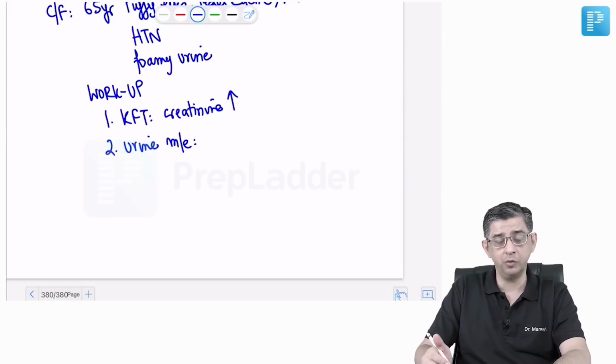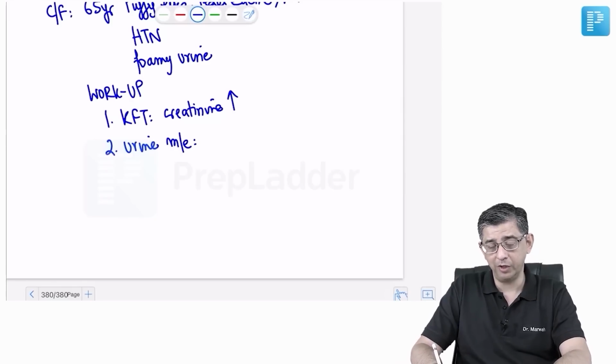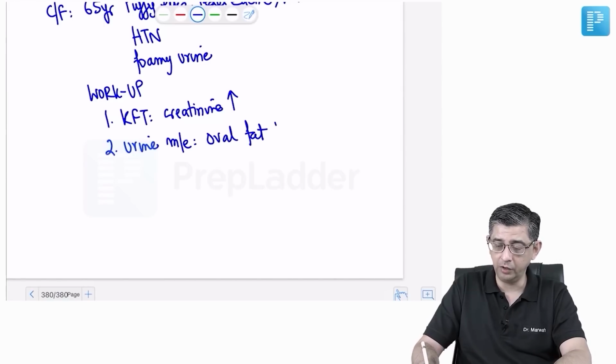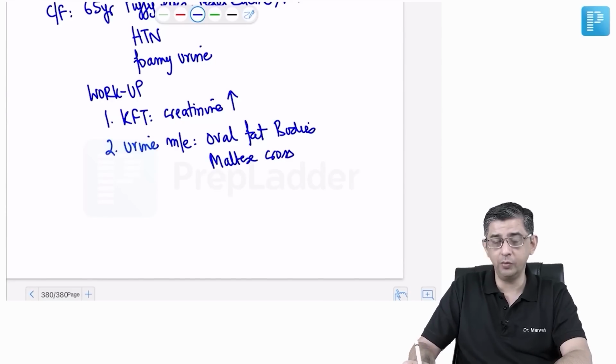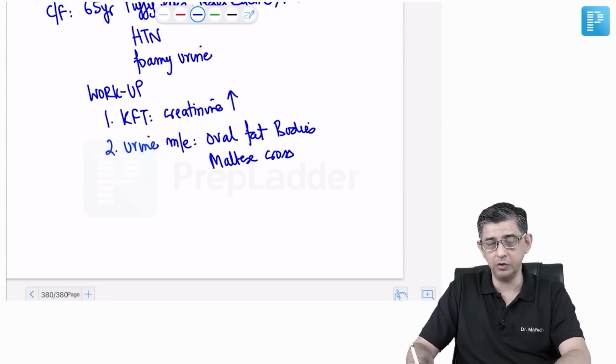Now, on urine microscopic examination, the pathologist mentioned in the report oval fat bodies, and they also used the polarizer, and therefore Maltese cross appearance was also described. So traditionally, when you are evaluating this, not that I'm saying that Maltese cross is something very important from a diagnostic purpose, but from the exam perspective, this is definitely what is to be noted.